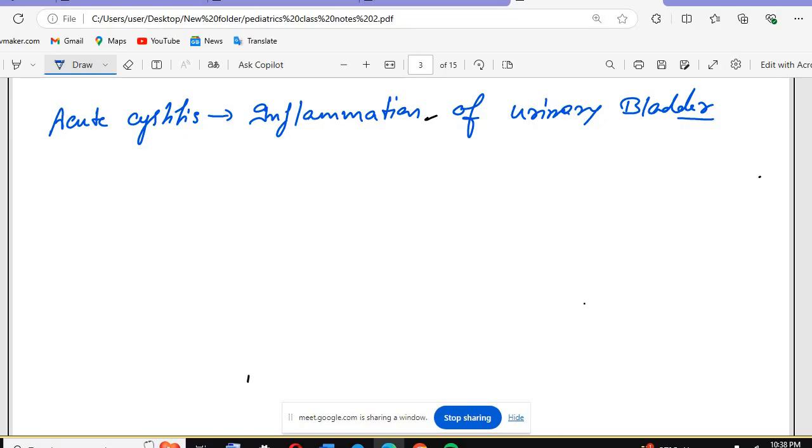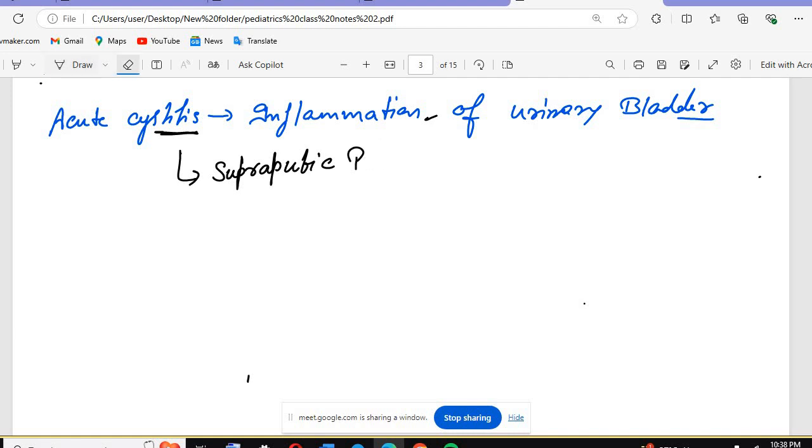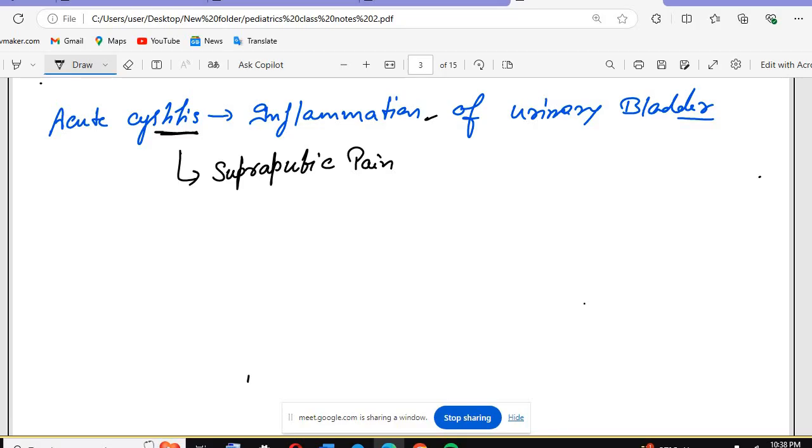The main thing, whenever you see a cystitis question, there will be options like acute cystitis, acute pyelonephritis, acute glomerulonephritis, chronic pyelonephritis. All these types of options will be there. So whenever you see cystitis, you will see suprapubic pain in the question. Suprapubic means above the pelvis, the pain near the urinary bladder. So if there is suprapubic pain, that is inflammation of the urinary bladder.